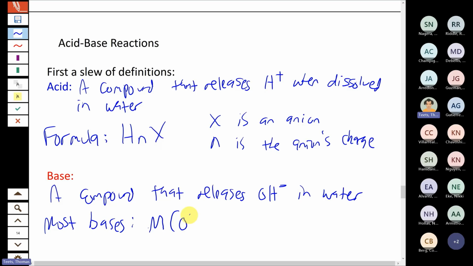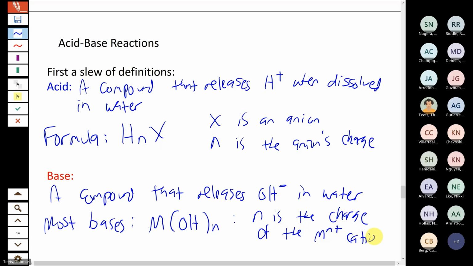a metal cation with some number of hydroxide anions, where again, N is the charge of the cation, which is how many hydroxides you would need to balance that charge. Most common bases are the group 1A, so the first column of the periodic table, lithium, sodium, potassium, which would be one metal with one hydroxide. But as we said, there's also calcium, strontium, and barium hydroxide are fairly common as well. Those would have two hydroxides in the formula because it's a 2+ metal ion.